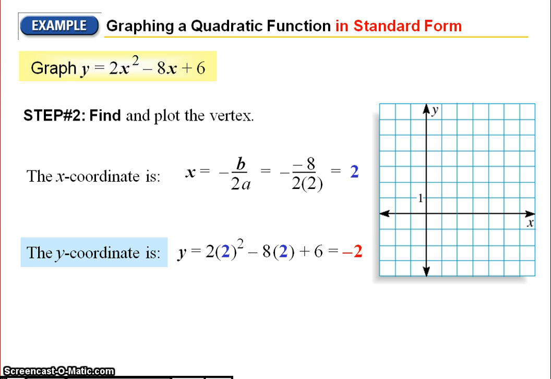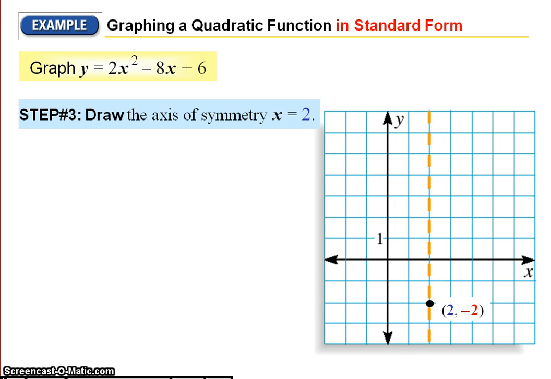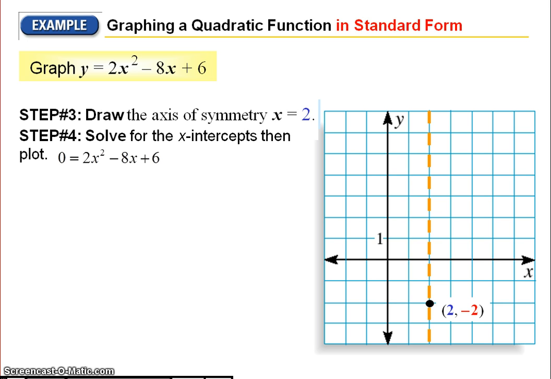So we can go ahead and plot that point. Please follow along and plot the point (2, negative 2) on your graph. Okay, now that we plotted that, what we can do next is draw in the axis of symmetry, which is the vertical line that goes through the vertex, and the equation is x equals 2.